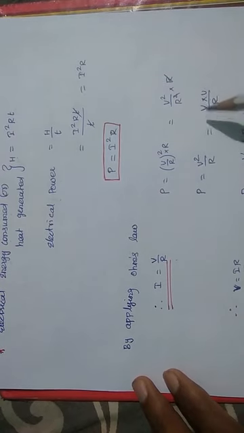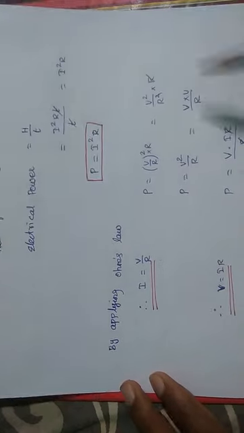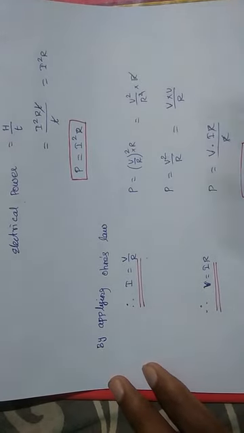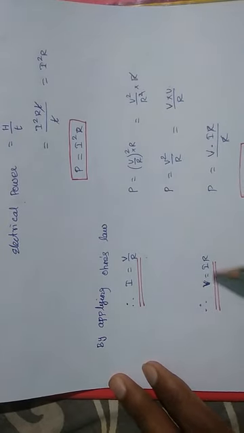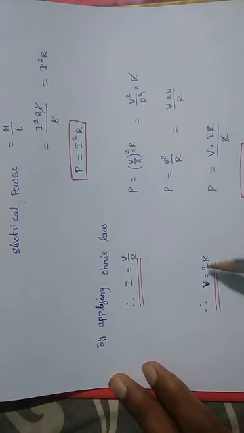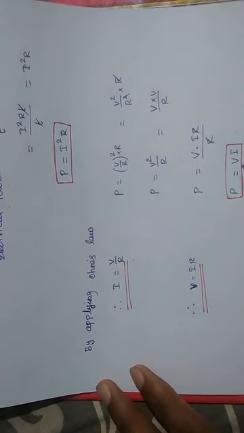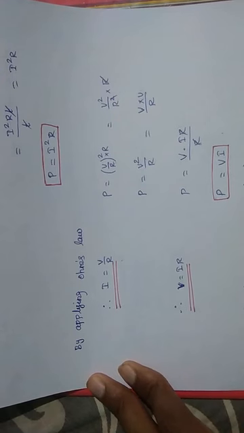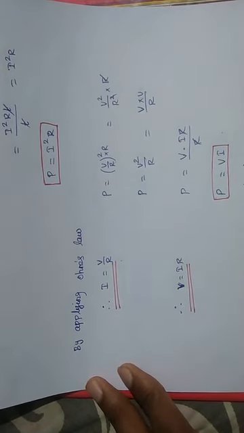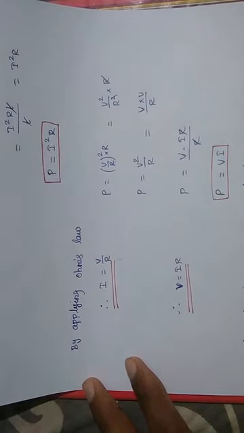For our convenience, I'm writing V squared in the form of V into V. Again, you have to apply Ohm's law. In either of the V's, we can replace Ohm's law. So V is equal to IR. Instead of one V, I'm replacing it with IR. R's cancel each other. P is equal to VI. This is the more general form of electrical power. This is the expression which we use to calculate electrical power. Sometimes we can use I squared R also.